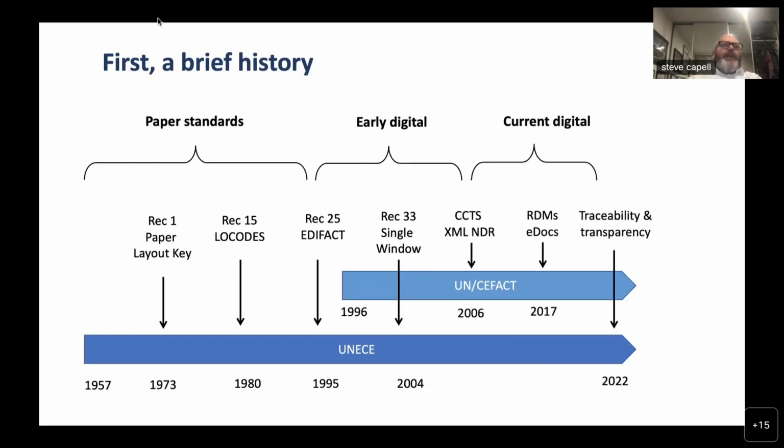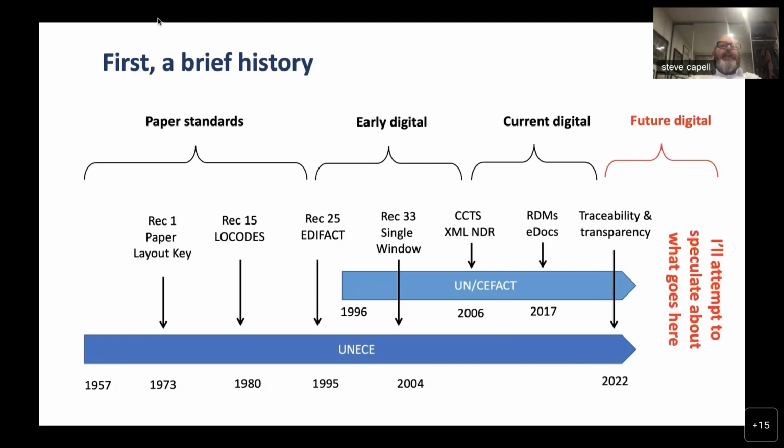And a period of the last decade or two has developed early digital into what I might call current digital. So the core component library, XML naming and design rules, reference data models, eDocs, and so on that Sue was talking about earlier today. And a very recent trend towards really focusing on traceability and transparency in supply chains in order to align with UN development goals. So that's the history.